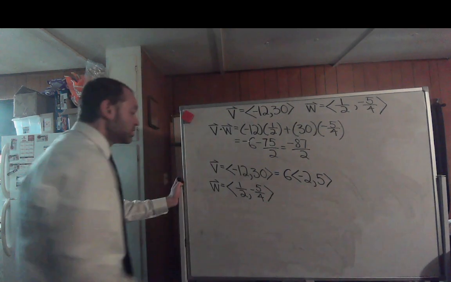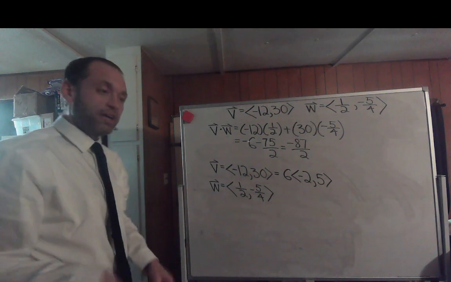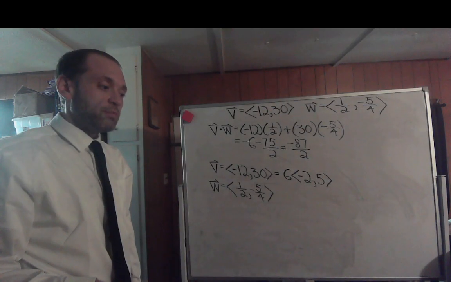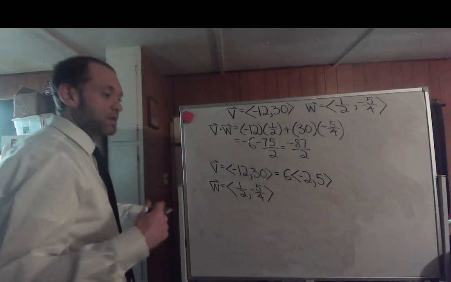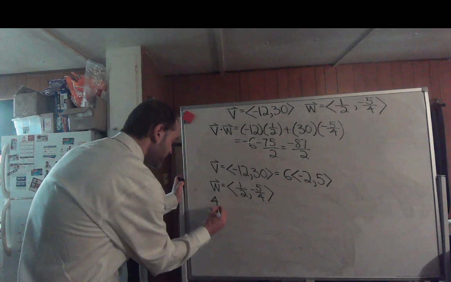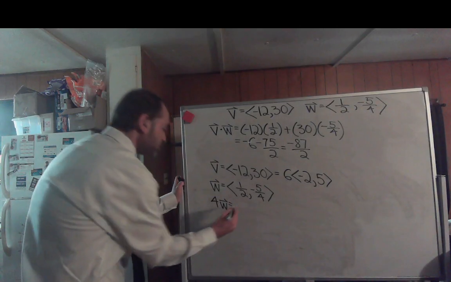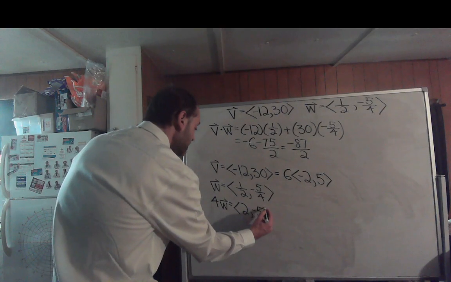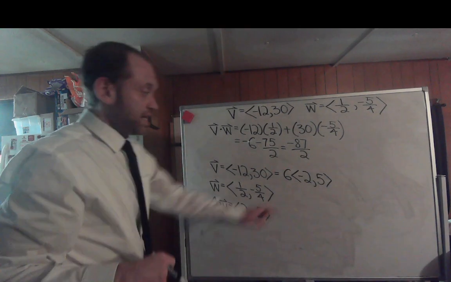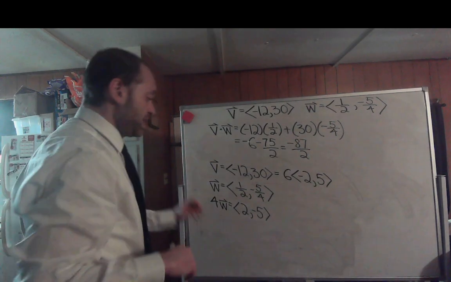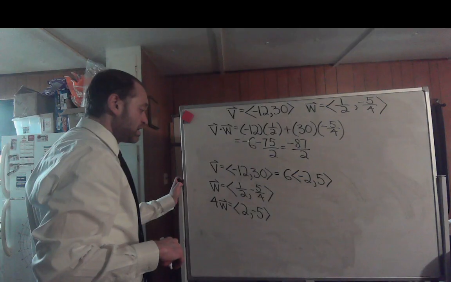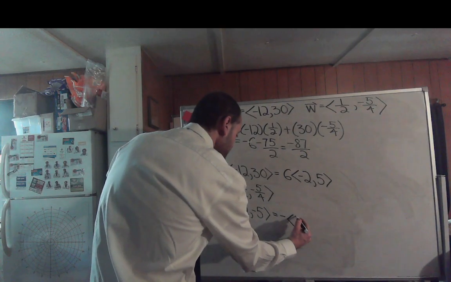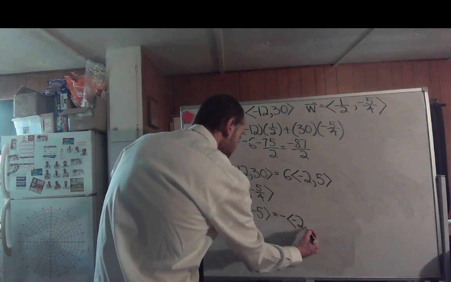Okay. Well, it might help if we got rid of the fractions. For example, what if I multiplied the vector by a scalar 4? So if I take 4w, I'll end up getting 2, negative 5. Well, look at negative 2, 5 and 2, negative 5. You could definitely factor out a negative 1 and get the negative of negative 2, 5.